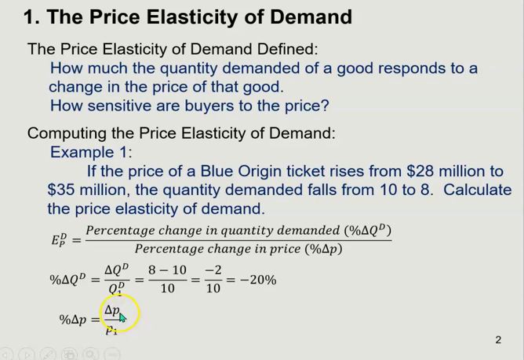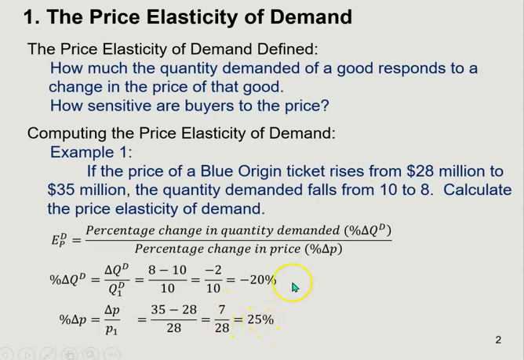All right. The percentage change in price, we're going to use a similar way to figure this out. It's delta P, the change in price, divided by the initial price. So it's going to be 35 minus 28 divided by 28. That's the initial price. And you would find it's 25%.